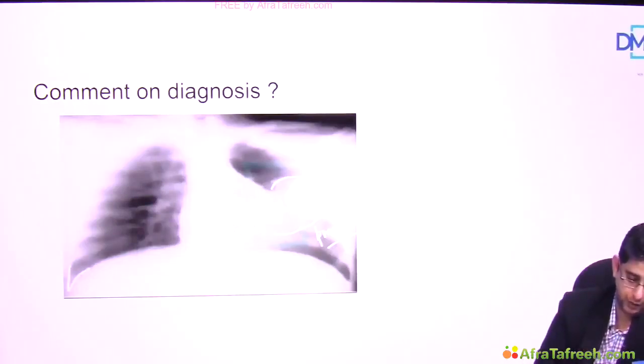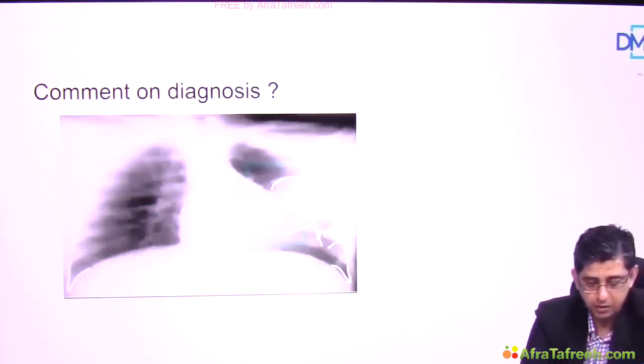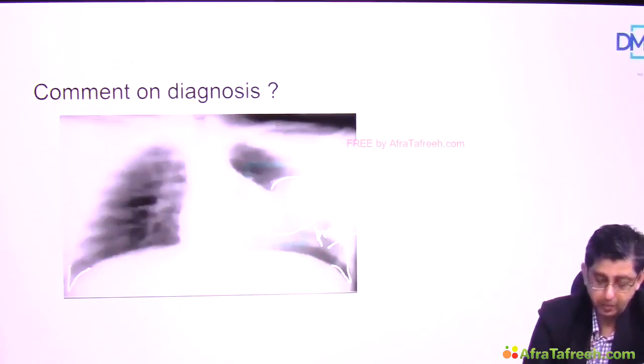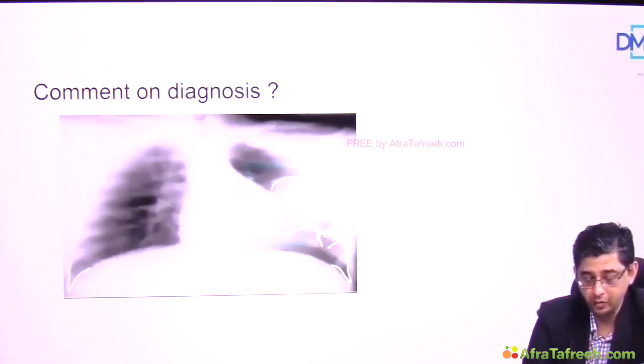CP angles in the patient are fine, so pleural effusion is ruled out. And for pneumothorax, there is no such area where there are absent vascular markings. Vascular markings are well defined, so that is why the diagnosis of this particular case will be called lingular lobe pneumonia.